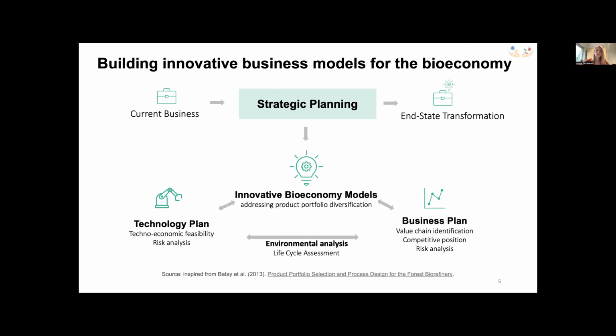I showed this to you yesterday in the lecture. We were talking about how we have our current business, then we do some strategic planning in the long term, and then we transform. We make new products, we change our processes, we create what we call innovative bioeconomy models, so we remain competitive. And part of the bioeconomy model is a technology plan, the environmental analysis, and the business plan.